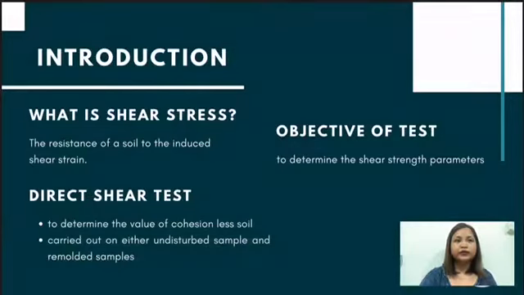Okay, what is shear stress? Shear stress is the resistance of a soil to the induced shear strength. This project will cover the laboratory procedure to determine the value of cohesionless soil. This project will also be carried out on either undisturbed sample or remolded sample. The objective of our project is to determine the shear strength parameters of a soil, such as cohesion and friction angle. Okay, that's all from me. Thanks.